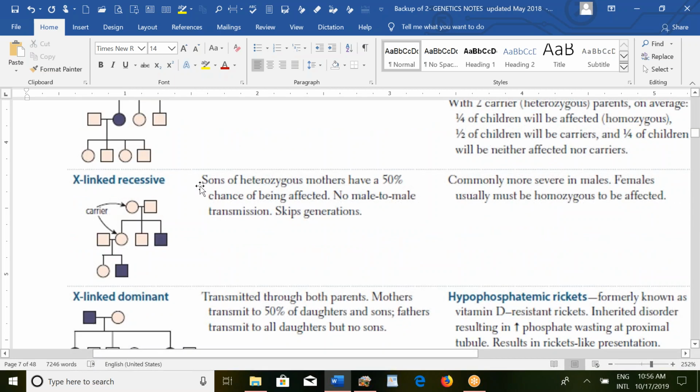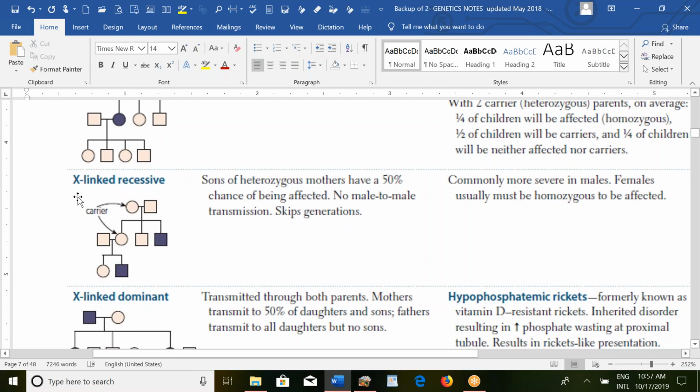Another mode of inheritance can be X-linked recessive. As you can see, let's assume these were carriers. This one is affected, and then again in the next generation, this male has been affected. Male was affected here, male is affected here. Females are carriers, but they have not expressed the disease. Sons of heterozygous mothers have a 50% chance of being affected. No male to male transmission, skip generations.